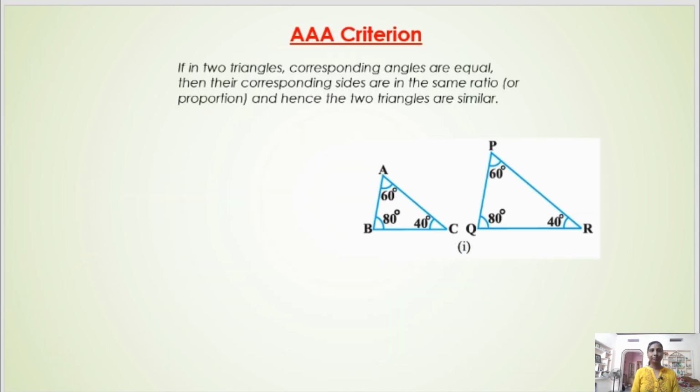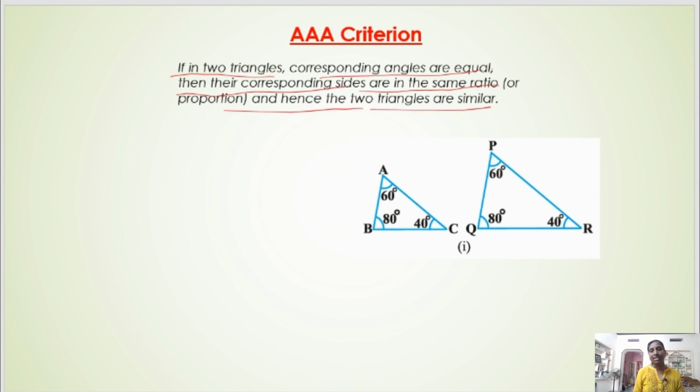So here we have the AAA criterion. The first criterion is the AAA criterion. AAA means angle, angle, angle. First we read the statement. What is the statement? If in two triangles corresponding angles are equal, then their corresponding sides are in the same ratio, and hence the two triangles are similar.